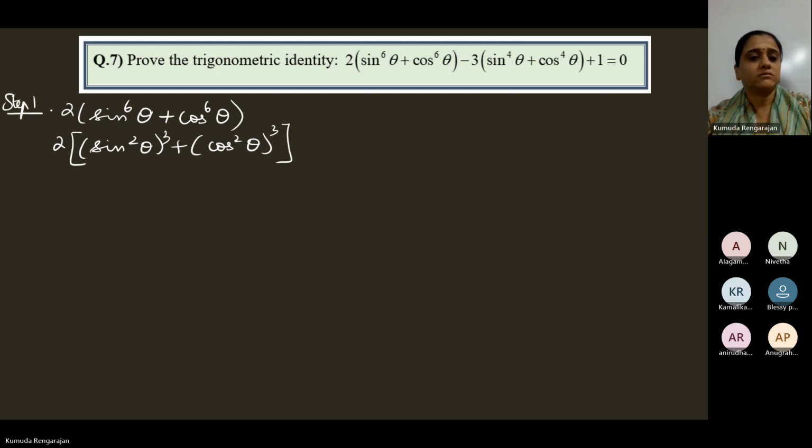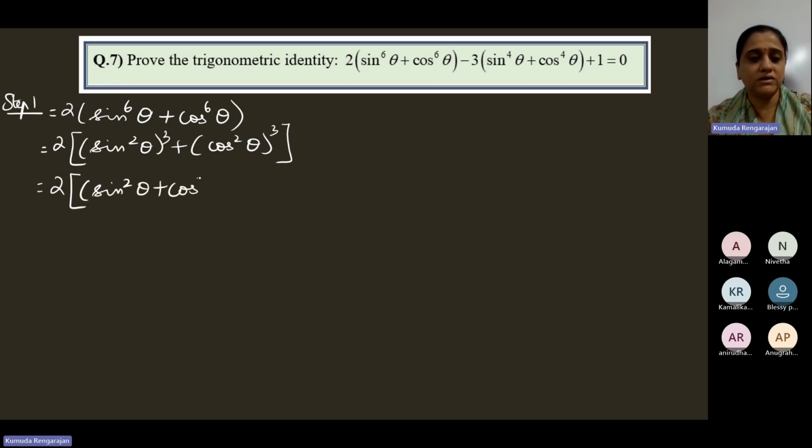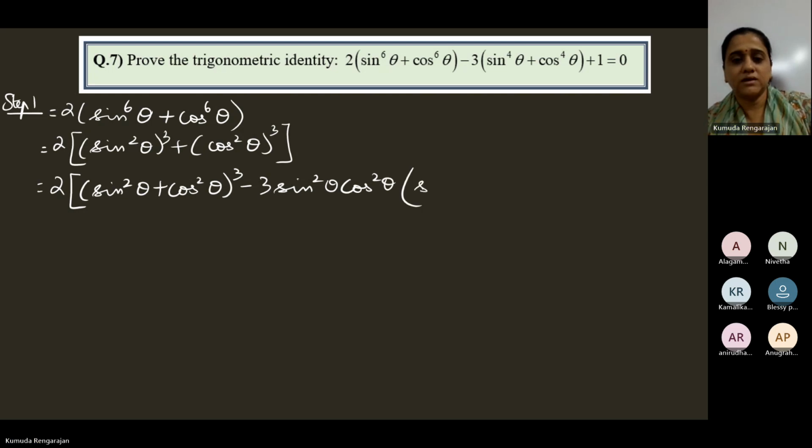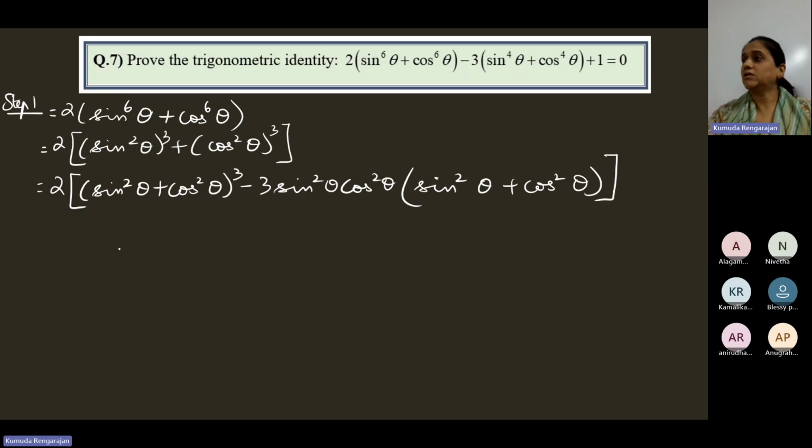Yeah. A cube plus B cube. A cube plus B cube is? A cube plus B cube is A plus B the whole cubed, A plus B the whole cubed minus 3AB into A plus B. All right.